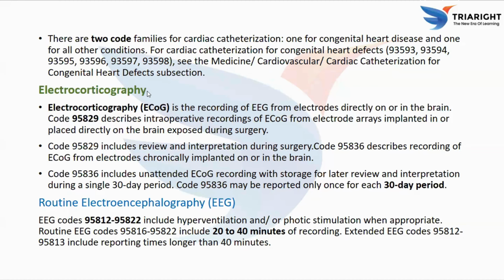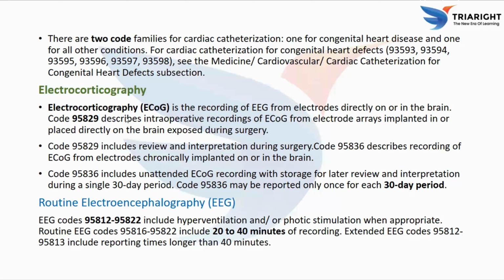And coming to the second family, all other conditions. Generally, these are used for acquired heart diseases: CAD, cardiomyopathy, valve disease, etc. These are found in the standard cardiac catheterization section. You have to always confirm whether the condition is congenital or acquired before choosing the catheterization codes. Using the wrong family gives you a coding error.